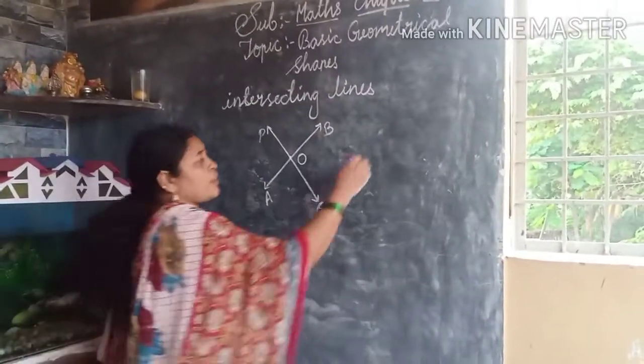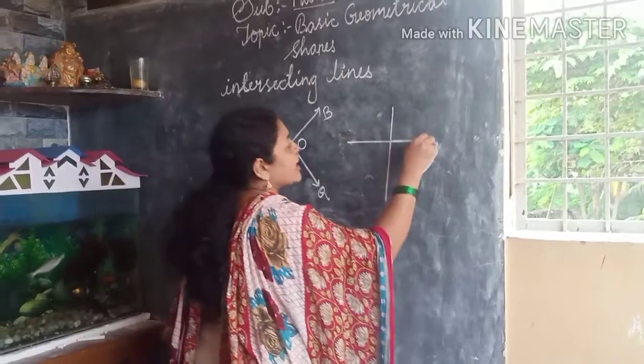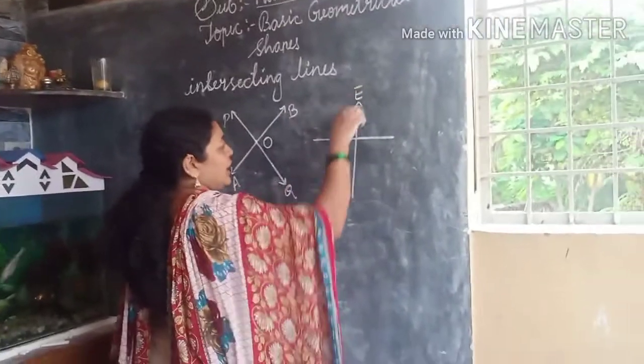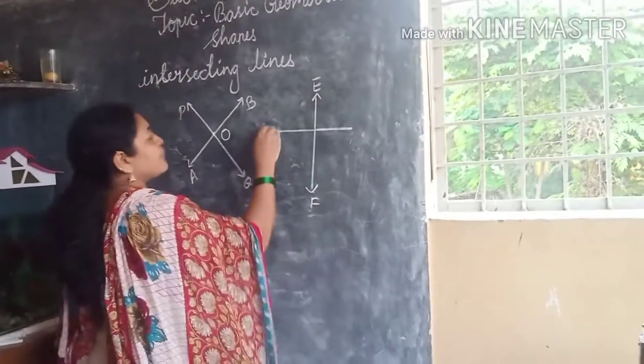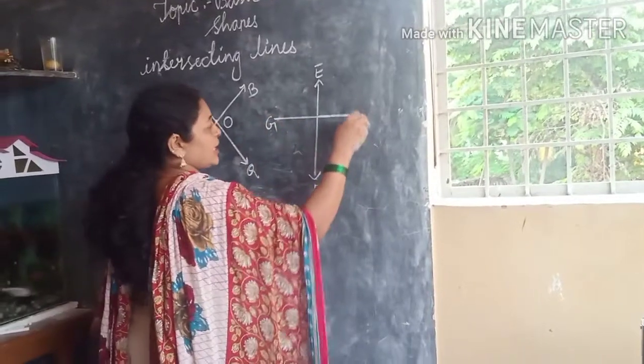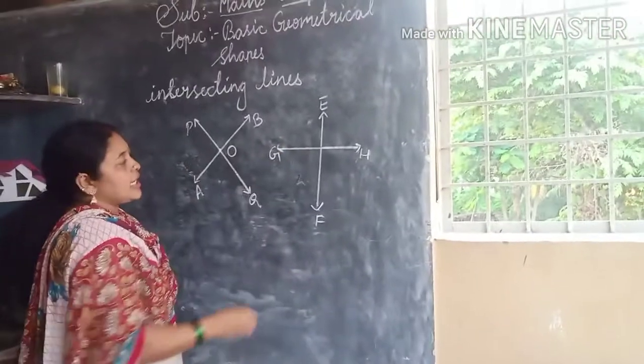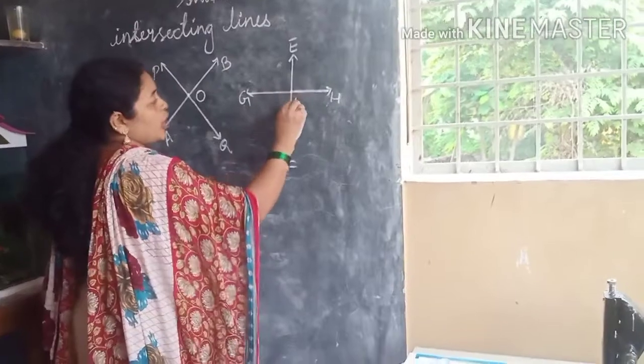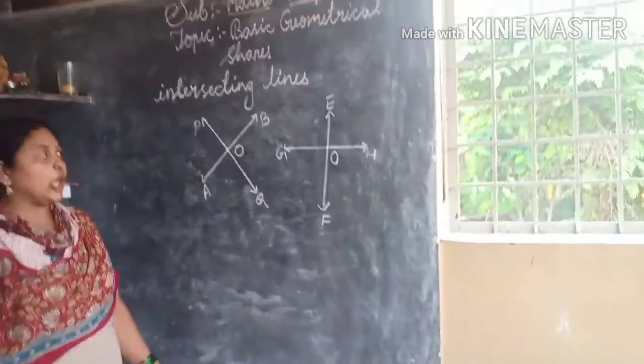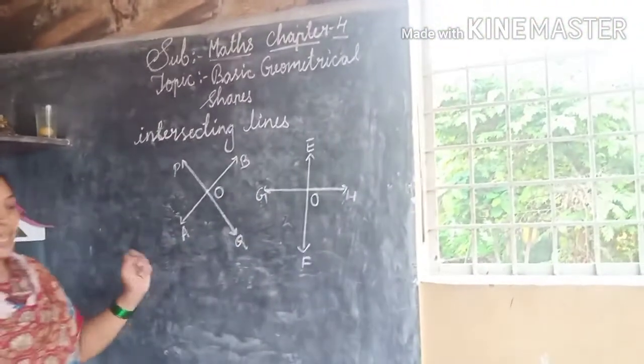So these lines may intersect like this, or they may intersect like this also. E, F, G and H. Like this also they can intersect, and again they meet at a point called O. This is called intersecting of lines.